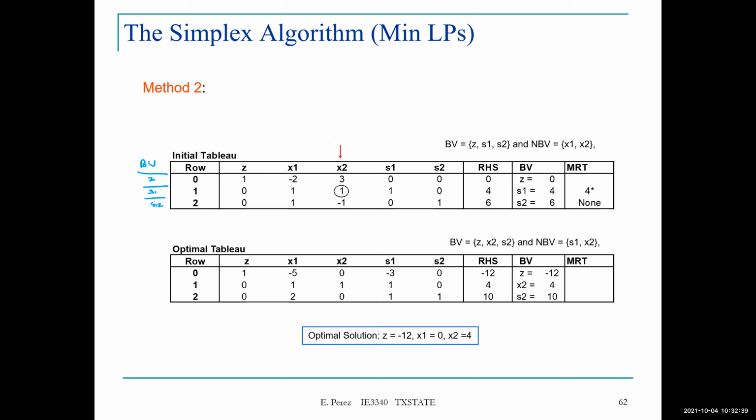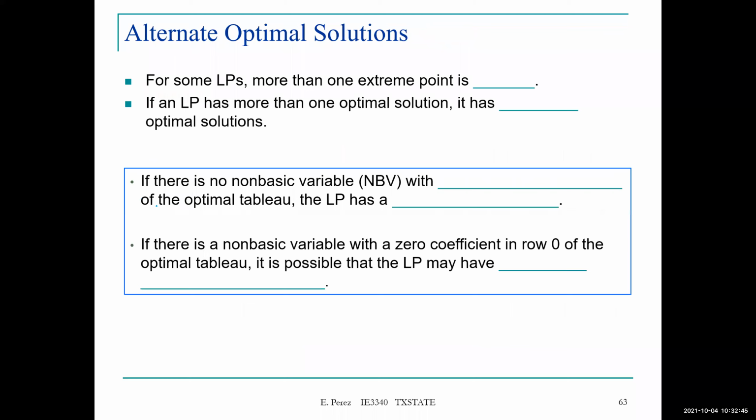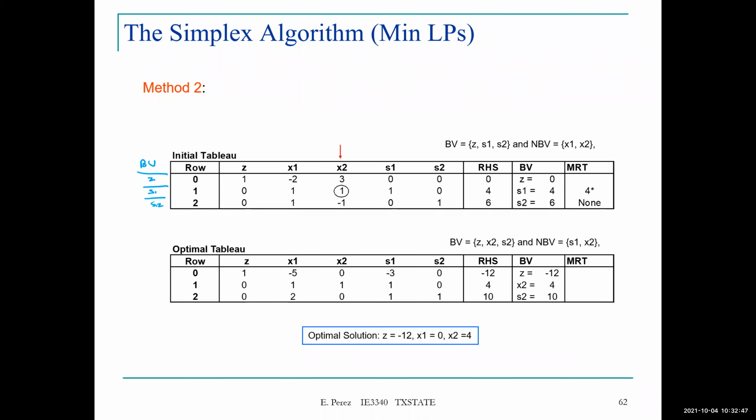So that's how you solve problems in which you are minimizing. Yes, so you have excess variables? Not yet, and we're going to get to that point. Because right now, what we are assuming is that the problems we are solving have constraints that are less than or equal to.